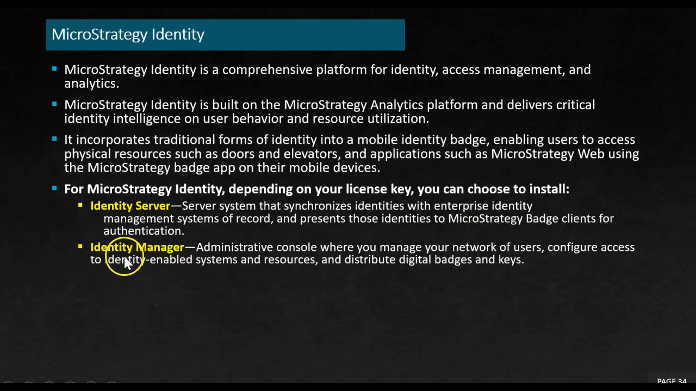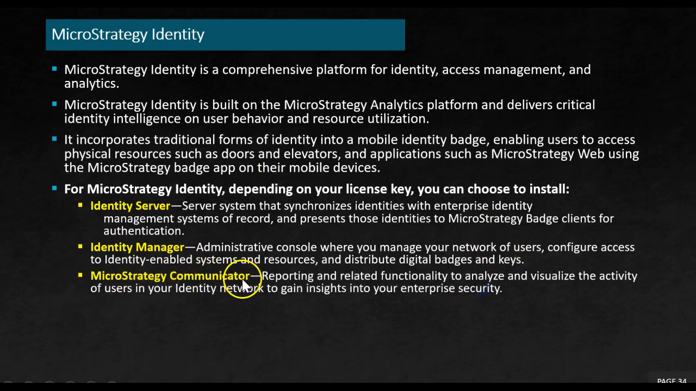The second one is the Identity Manager. It's basically a console from where you can manage your network users, configure identity-enabled systems and resources, and distribute the digital badges and keys. And last but not least, there is the MSTR Communicator. It's basically reporting and related functionality to analyze and visualize the activity of users. So you can monitor your user activity in your network, and you can gain insight into your enterprise security.